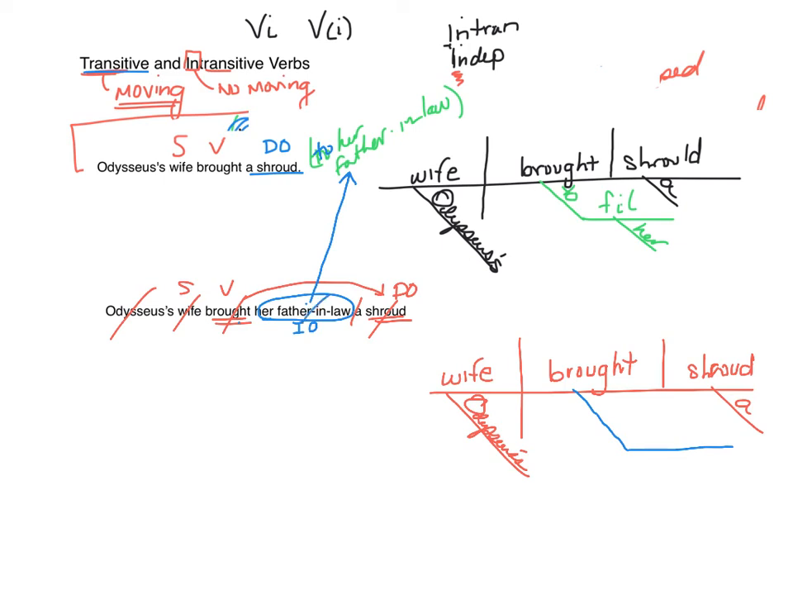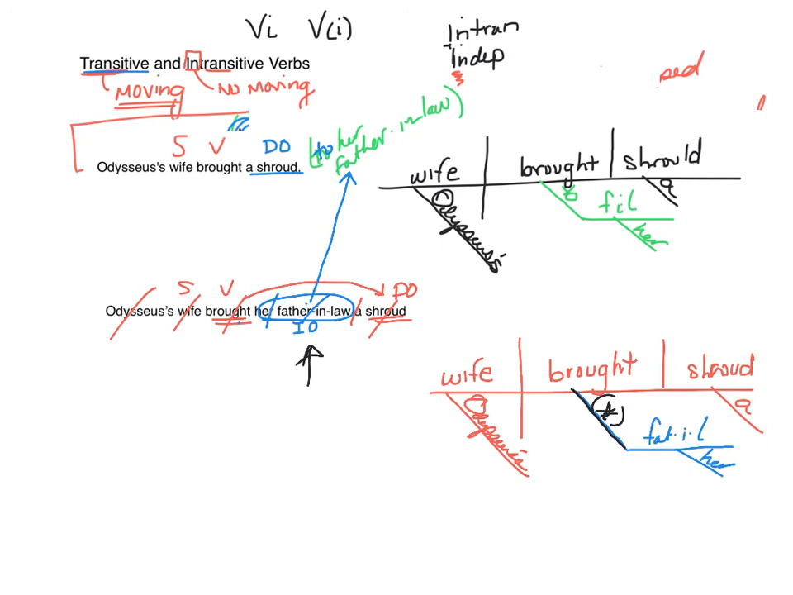I have father-in-law, so I'm going to put father-in-law here. I have her. I can put her here. And that leaves me with a blank line. You can't have a blank line in a diagram. That's uncool. So what do we do? Well, I say it's an unknown word because we left it out. Unknown is always an X. That is an indirect object.